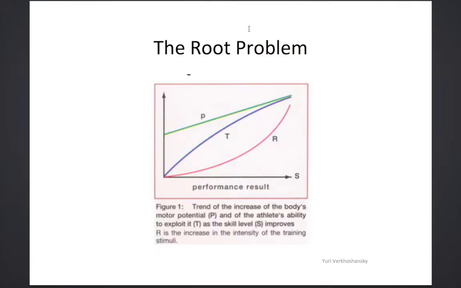Speaking about the root problem, as I said, that's basically the dichotomization of performance into skills and abilities. On the picture is Yuri Verkhoshansky's famous graph, where the green line is the athlete's potential, some form of latent hidden potential, and T is the ability to utilize that potential. Basically, the blue line is skill and the green line is potential. R is related to the training intensity needed to bring up those improvements. So what we have here is basically a visualization of that dichotomization process. Here we have a motor ability, and here we have a skill to utilize it.